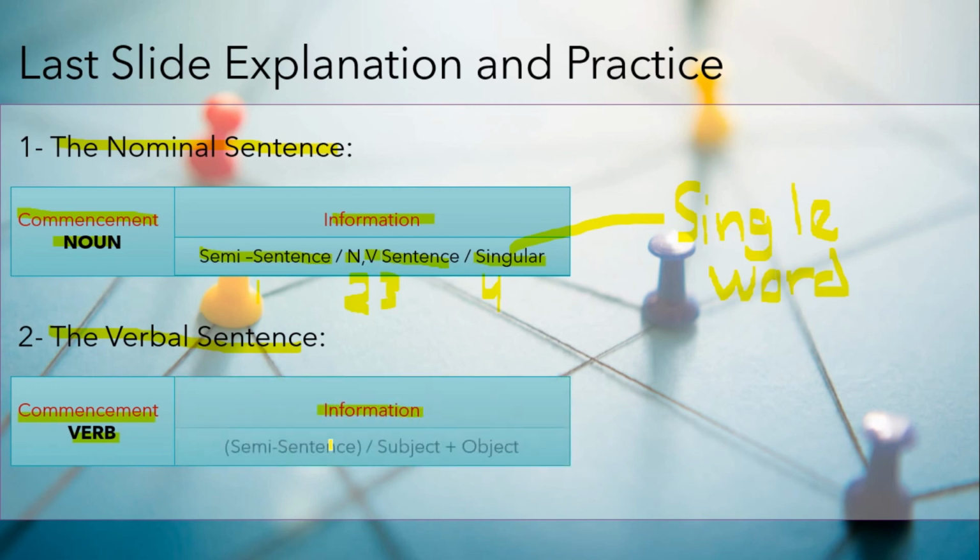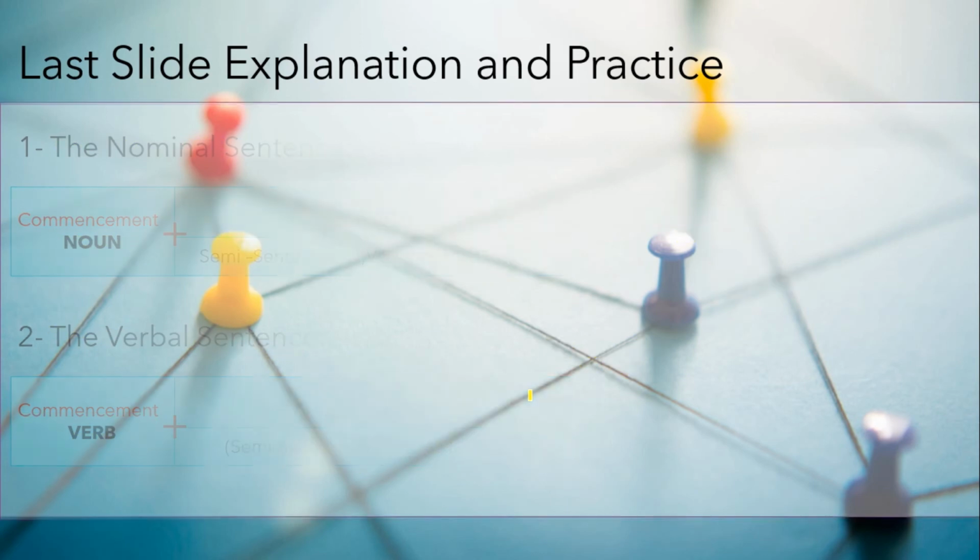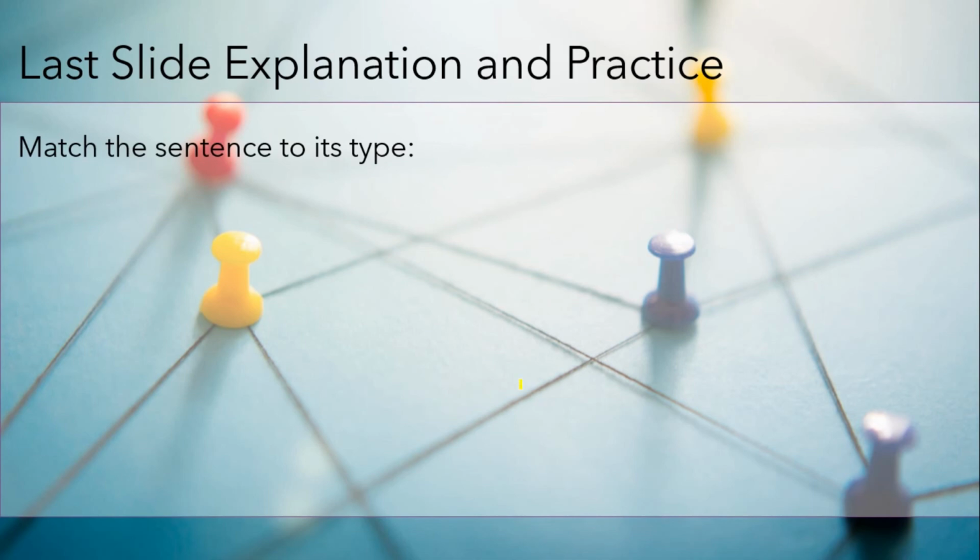Now let's go to the verbal sentence. Commencement is the verb, and then semi-sentence or subject and object. As you can see here, semi-sentence, which is the preposition, and or subject and object. Subject and object is the normal structure. Semi-sentence, just to understand the scenario here.